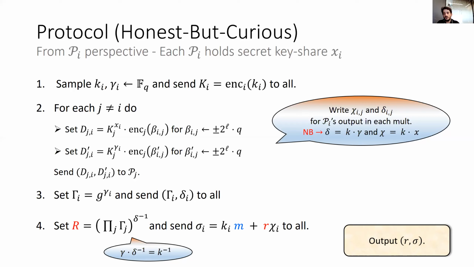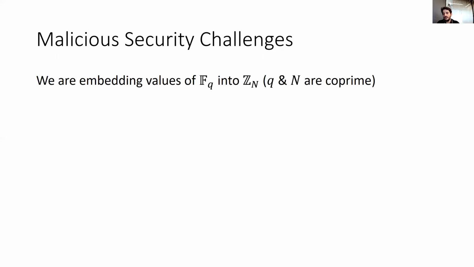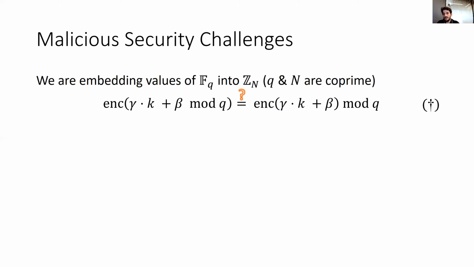Good, so before I tell you how to compile the protocol for malicious security, let's discuss what kind of challenges we face. During the multiplication, we are embedding values of F_q into Z_N, which means that for certain plaintext values, the reduction modulo q does not commute with the encryption process. What's more, this can be detected depending on whether the signature generation is successful or not. Specifically, equality holds if and only if the signature verifies at the end of the protocol.